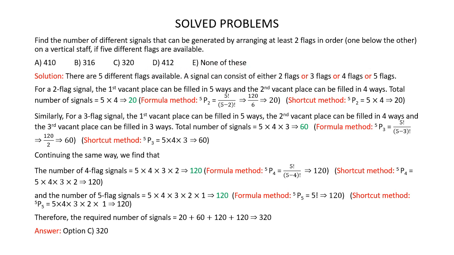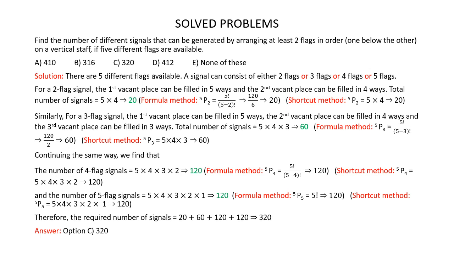Now it's given that there are 5 different flags available and a signal has to be generated by arranging at least two flags in order, one below the other on a vertical staff. At least two flags means a minimum of two flags. So a signal can have a minimum of two flags, one below the other. So the signal can consist of either two flags or three flags or four flags or five flags. Remember that OR means addition.